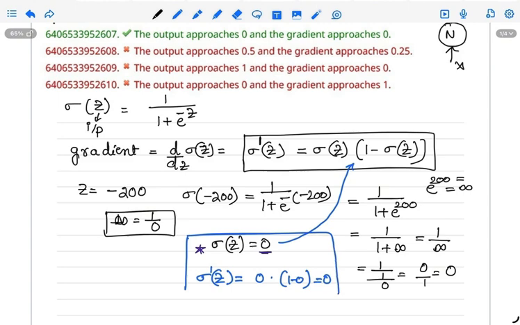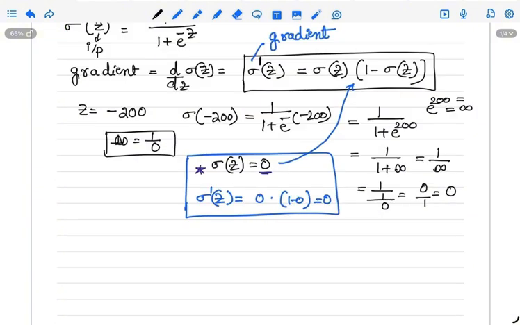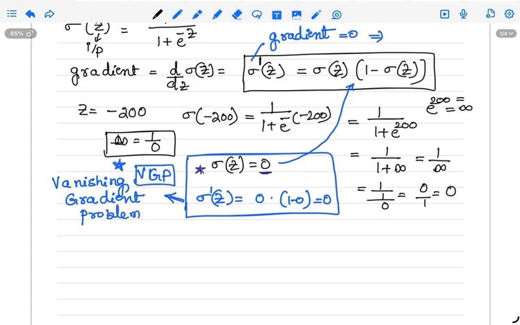That is, the sigmoid value is 0 and its derivative is also 0. Sigma dash of z is the gradient. So the gradient becomes 0. When the gradient equals 0, this is called the vanishing gradient problem. Because of the vanishing gradient problem, we replace the sigmoid activation function with the ReLU activation function.